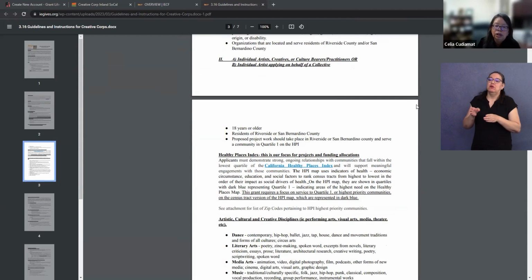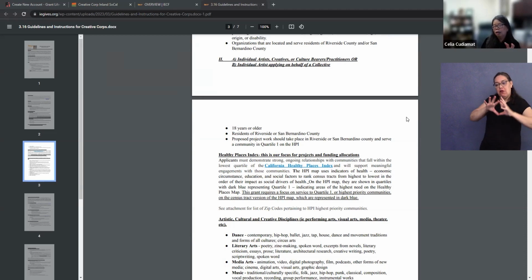And then it says, and serve a community in quartile 1 on the HPI. So we can talk about that on the next component as far as target communities. Any questions about the individual artists? I think we had some preliminary questions about residency. We need to make sure that if you are an individual artist who wants to apply for the IE funds, you have to primarily or full-time live in Riverside or San Bernardino County. Now, one of the other components as far as eligibility, and we can go over that in the amounts of grants that you can apply for when you're applying as an artist on behalf of a collective. That's the other nuance of who can apply under the individual artist category.